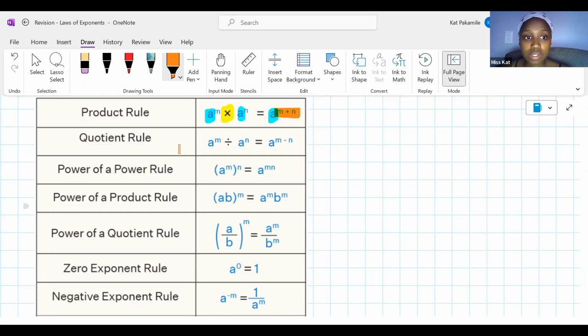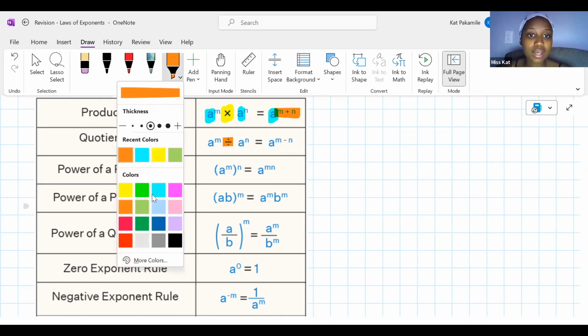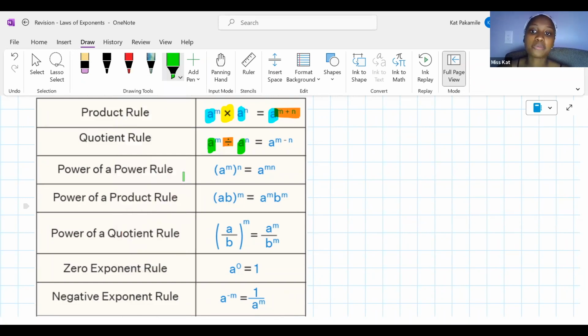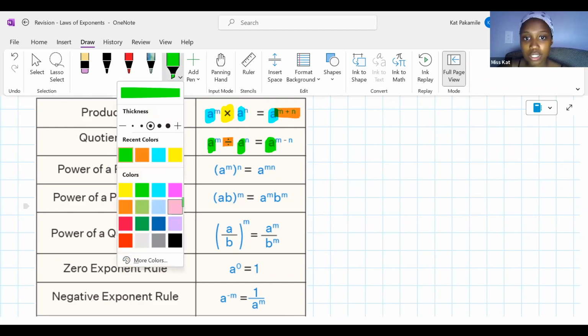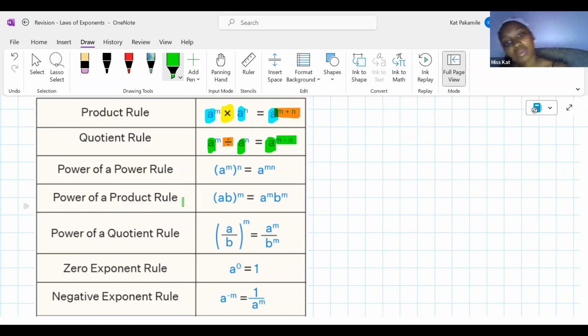The second one is the quotient rule, guys. Quotient means divide. Once again, we have to have the same base. We have an A, we have an A. So you keep your base, which was A in this case, and we do what? We subtract the exponents.